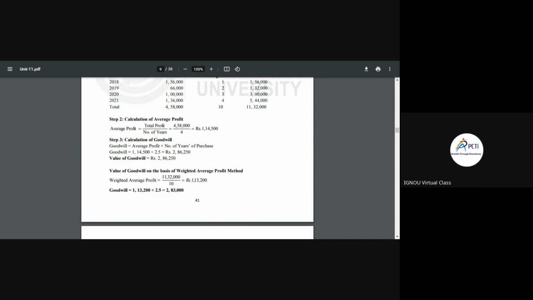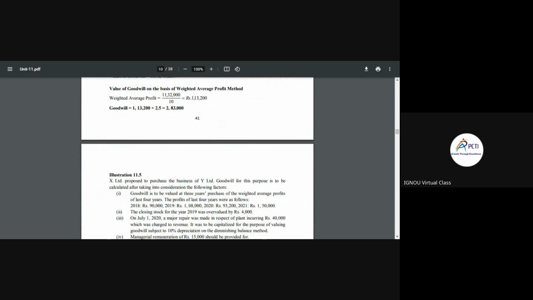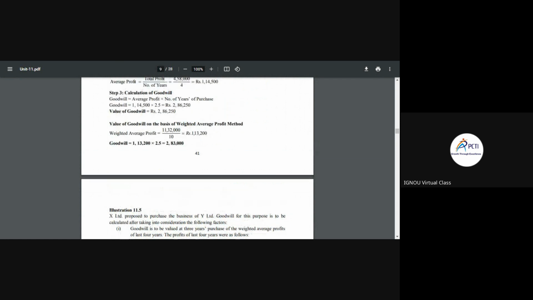In the case of the weighted average profit method, we will divide 11 lakh 32,000 by 10. So we have 1 lakh 13,200. We multiply this amount by 2.5 and we have the goodwill of 2 lakh 83,000. So if you check the valuation of goodwill from the average profit method, we have 2,86,250, and in the case of the weighted average profit method, we have 2,83,000.